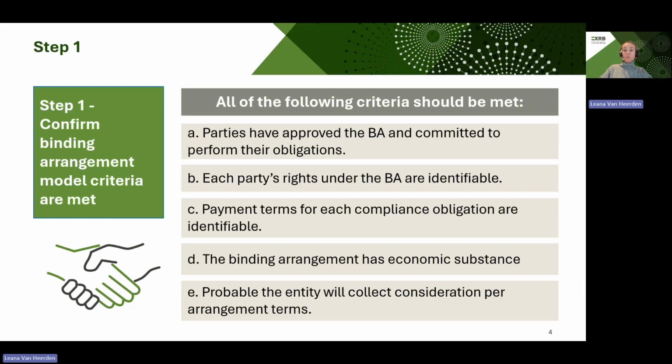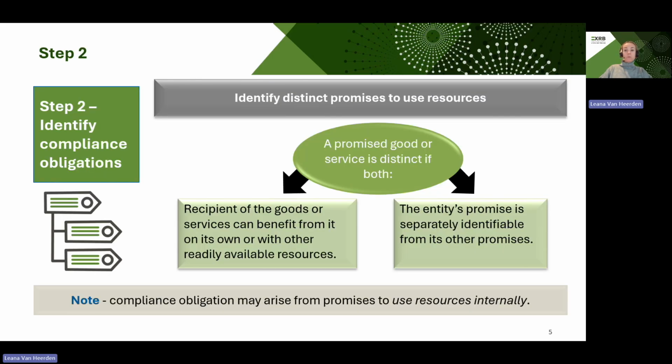In addition, the arrangement should have economic substance, meaning the purchaser or third-party beneficiary's future cash flows or service potential is expected to change as a result of the transaction. Once we've confirmed that a binding arrangement exists, Step 2 is to identify the compliance obligations.